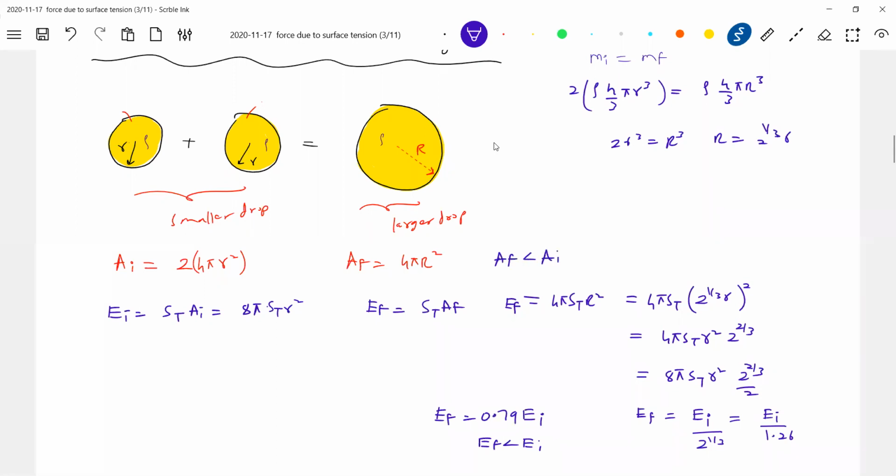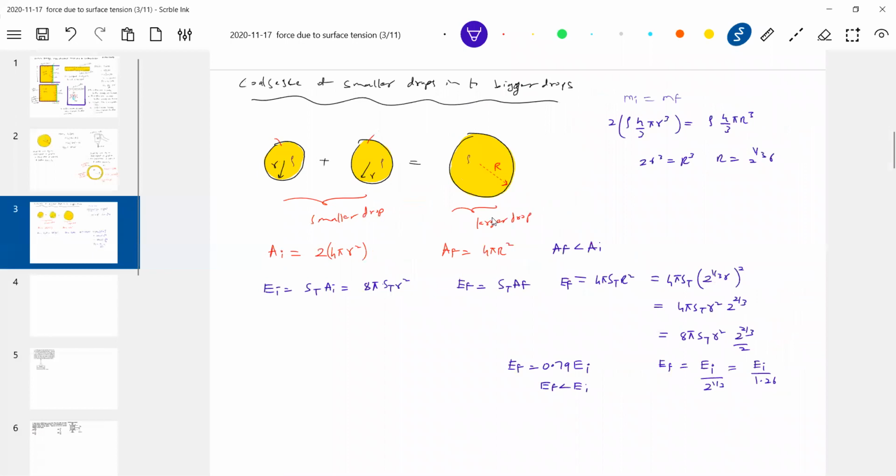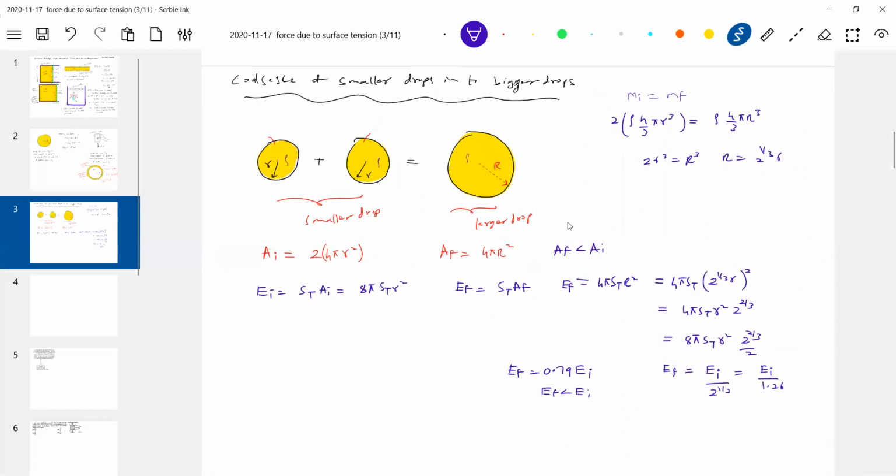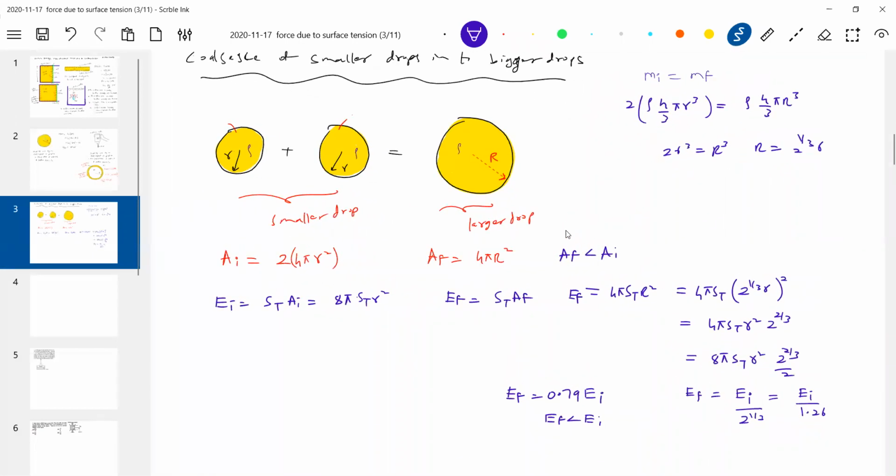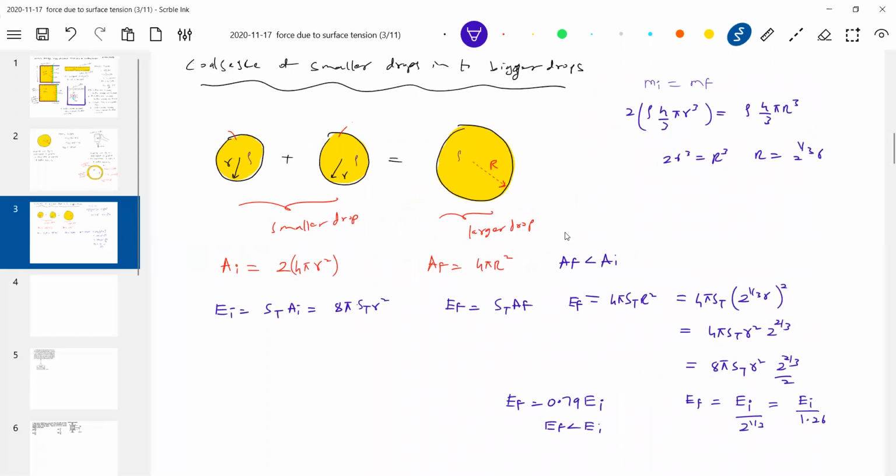Now, when two smaller drops coalesce to form a bigger drop, what will happen to surface area? Decreases. You look at AF. AF will be less than AI. So very important data. Nothing, just information we have gathered, and we are going to conclude here. When two smaller drops coalesce to form a bigger drop, surface area decreases, surface energy decreases.